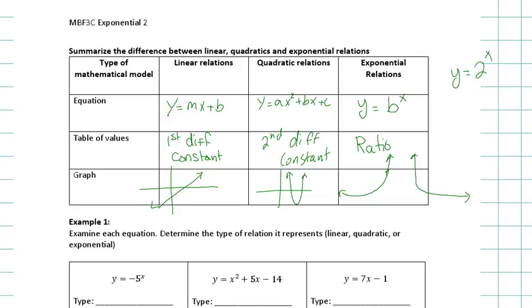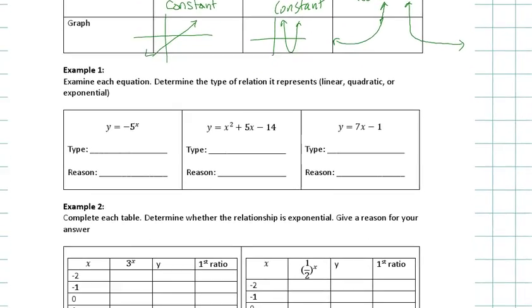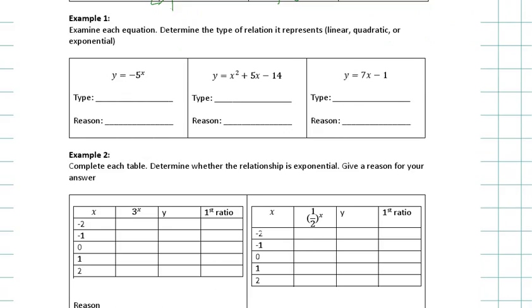Okay? So right now we compared all three functions that we have talked about before or have seen in our previous course. Okay? Alright. Now, how do you recognize them? You have to use this table to be able to recognize. So examine each equation and determine the type of relation it represents. So is it linear, is it quadratic, or is it exponential?